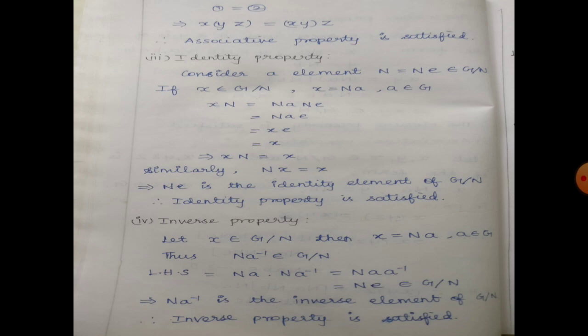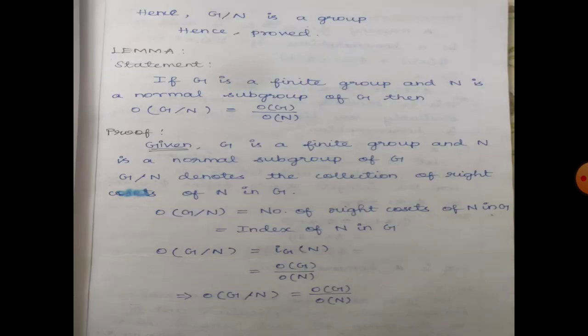So we come to the left hand side. NA into NA inverse is equal to N into A A inverse, and A into A inverse will be E. So NE belongs to G by N. So NA inverse is the inverse element in G by N. Therefore the inverse property is satisfied. So G by N is a group. Surely the identity property, inverse property, closure property and associative property are satisfied, so directly we can say G by N is a group. This is a very important 10 mark question. So listen, study properly. Next we come to the 5 mark question.